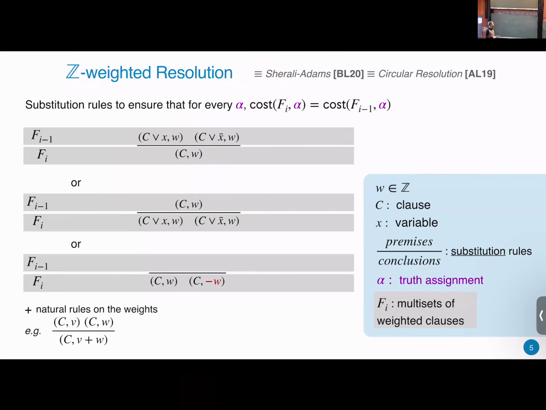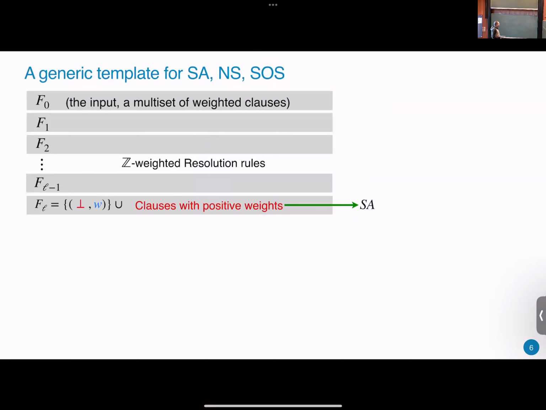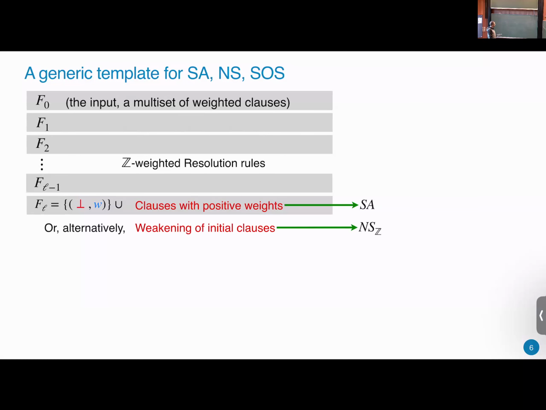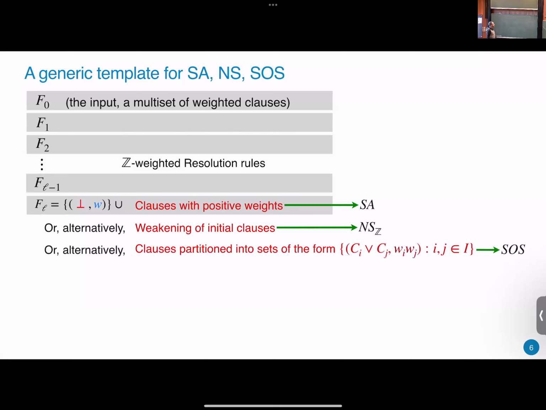So this will be Sherali-Adams, and my claim is that this is a generic template that one can use for Sherali-Adams, Nullstellensatz, and sum of squares. The rules are the same. What changes is the condition that we have at the end to ensure the soundness of the system: for Sherali-Adams, it will be clauses with positive weights. For Nullstellensatz, it will be weakening of initial clauses. And for sum of squares, it will be something that looks a bit artificial in this language.